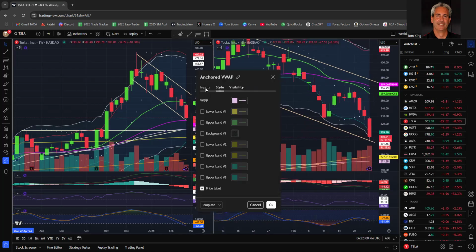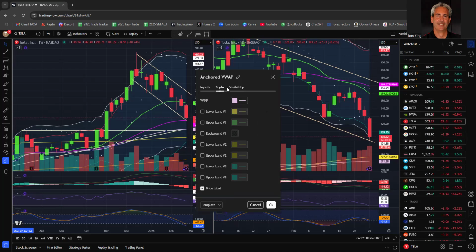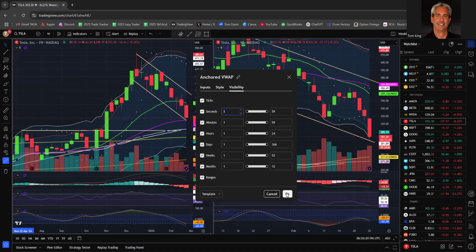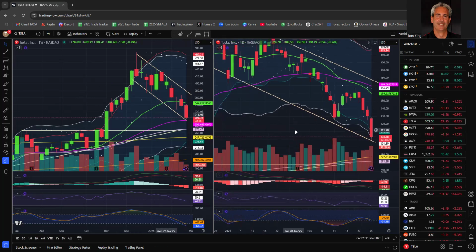Okay, so anchored VWAP. Here's my settings on the inputs. I'm using percentage 2.5 on the number one multiplier, 0.01 on multiplier two, and that's pretty much it. That's all I'm doing. So there's the anchored VWAP settings. This is recorded, so you can go back and grab those if you need. That's my settings on pretty basic anchored VWAP settings.